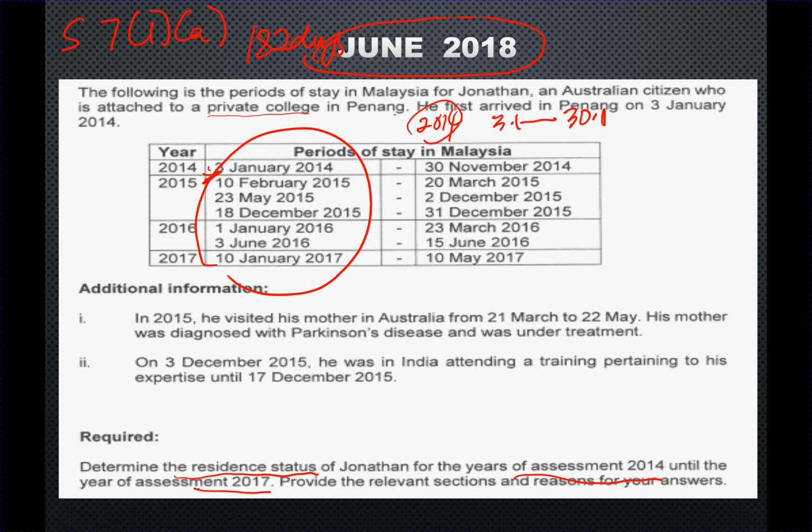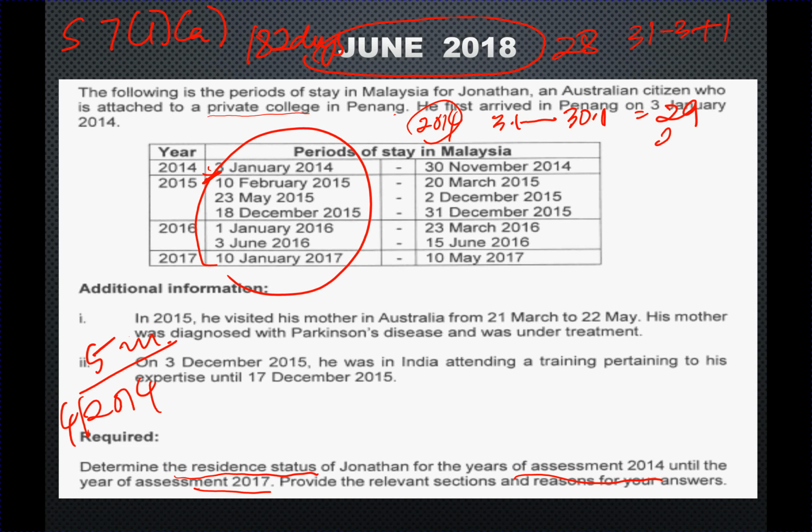First kali kena tengok 2014, is it a leap year or not? 2014 cuba bahagi dengan 4. 5. 4 kali berapa dapat 4? Tak ada kan? 4 kali 3, 12. 4 kali 4, 16. So kalau ni dia dapat decimal point. So 2014 is not a leap year. Jadi Februari ada berapa hari je? 28. Untuk Januari ada 31 hari. Tolak 3 tambah 1. So awak ada 29 hari.